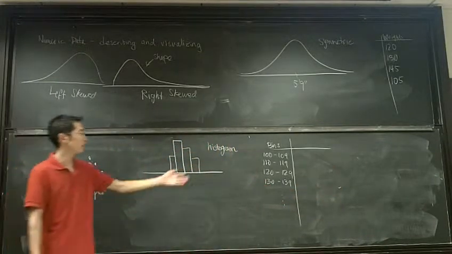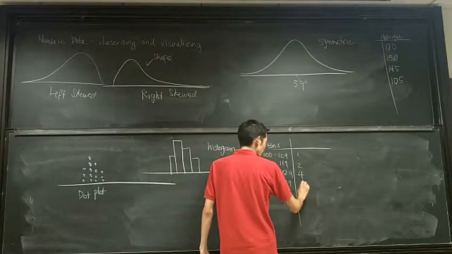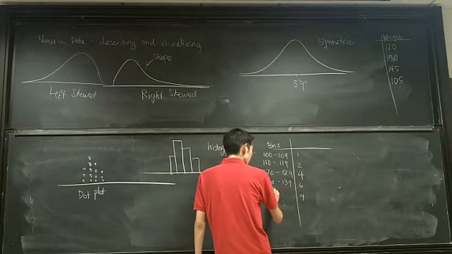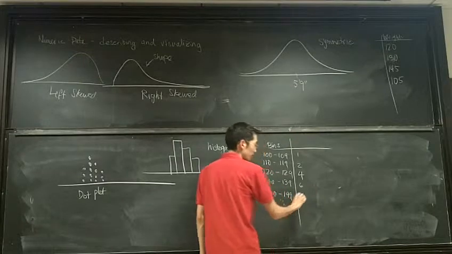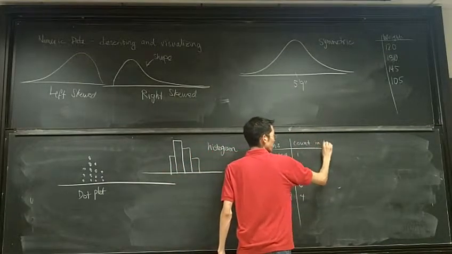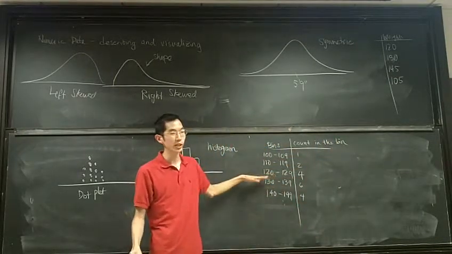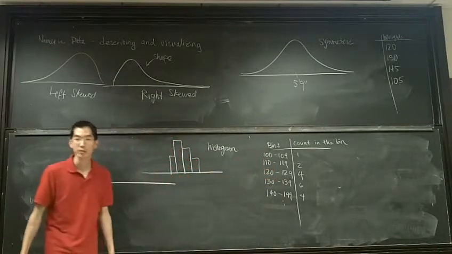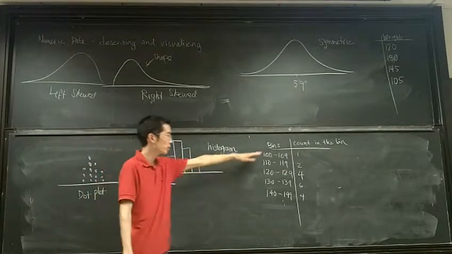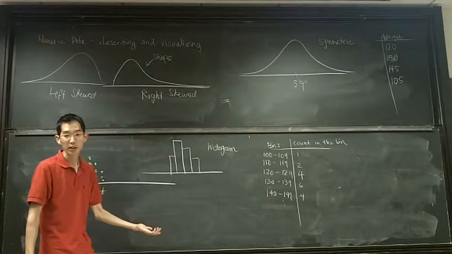Maybe you have one person in here, and two, and then 4, and 6, and so on. This is the count, and this represents how many people were in this range of weight. So it's like we're creating categories, and then once we get this, we produce the histogram based on this.